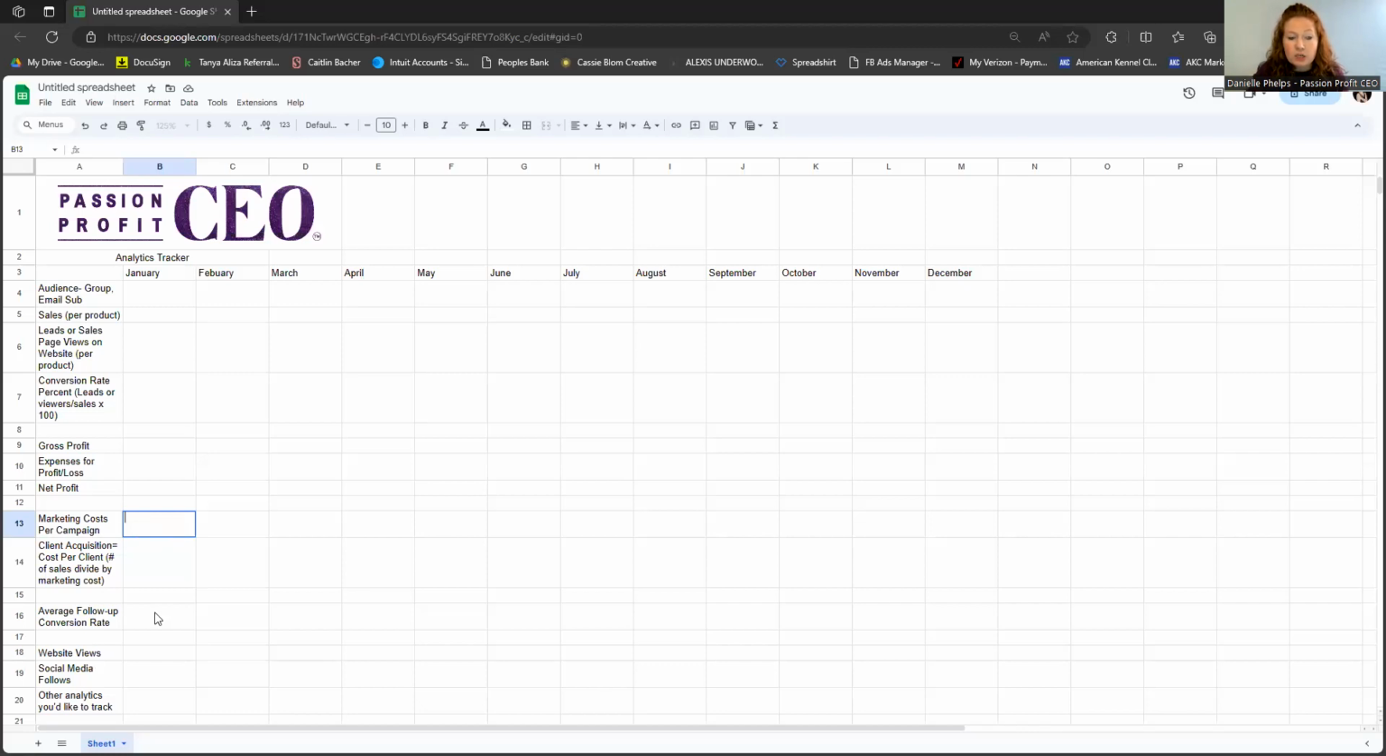And then something else I want to track is average follow-up conversion rate. This is how many times I have to connect with that person before they convert. What is your average follow-up conversion rate? Many of you use the client pathway that I like to use. So we're not just sending them to the sales page with our campaigns. We're actually following up with them, getting to know them, building those relationships and supporting them through their journey within our business.